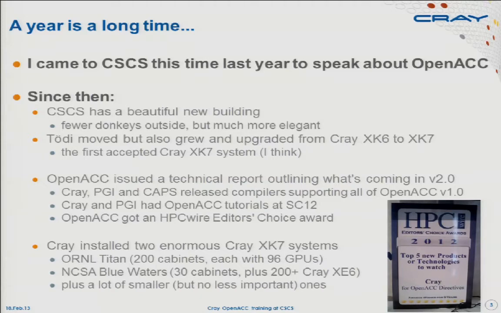Whilst Tödi is the first XK7, there are 2 enormous Cray systems that have Cray XK7s. There's the Titan system at Oak Ridge with 200 cabinets, each with about 100 GPUs, so you've got nearly 20,000 GPUs there. The other system is the Blue Waters system in Illinois. That's mainly XE6, the same as Rosa, a pure CPU system, but it also has 30 cabinets, a little side order of GPUs, but that's still a 3,000 GPU system. And there are a lot of smaller, but no less important, XK7s around.